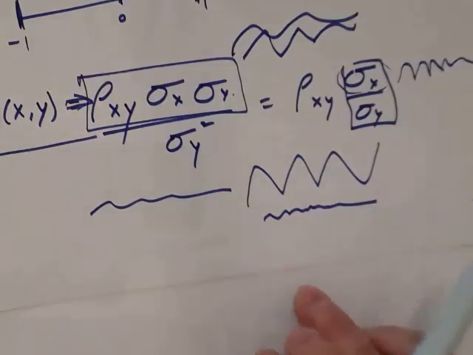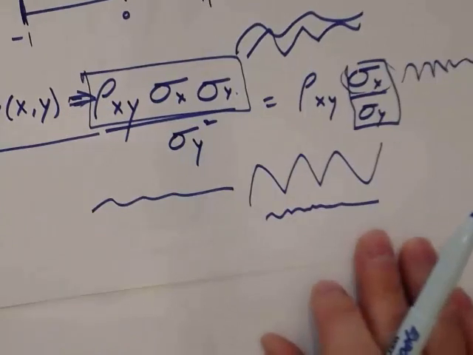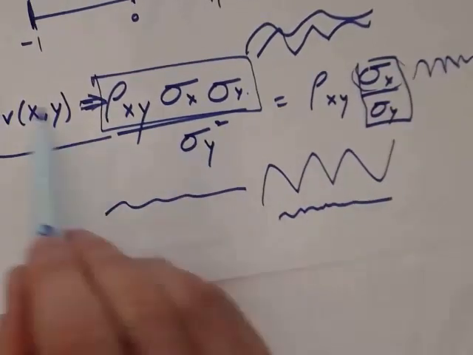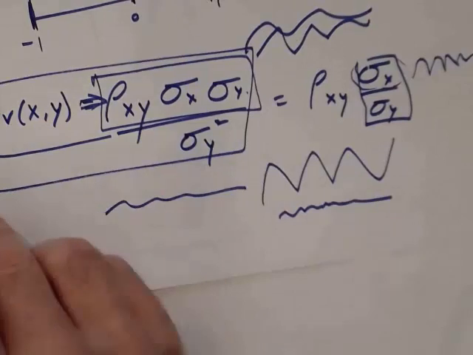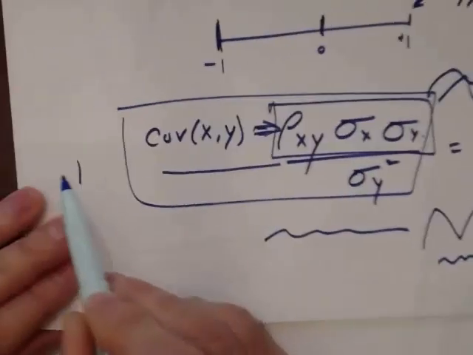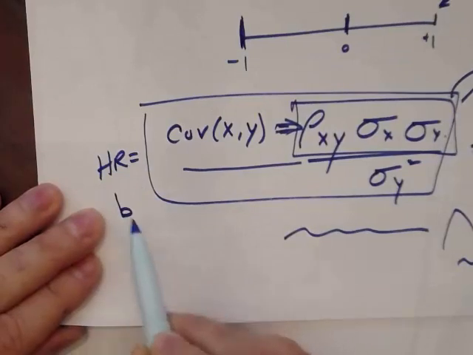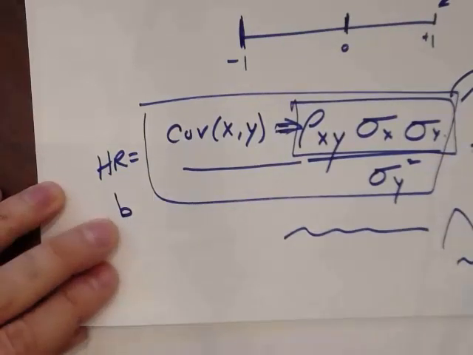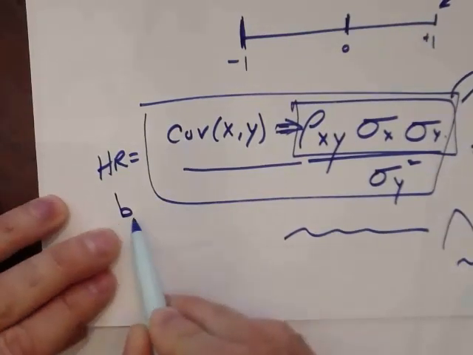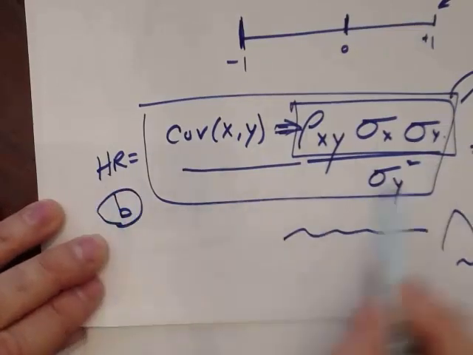Now, this turns out to be what's called the hedge ratio. This formula right here is the hedge ratio. Call it HR. It's also labeled as B, not to be confused with basis. There's no subscript here, so it's not basis, it's just B. And so this is what we're doing here.